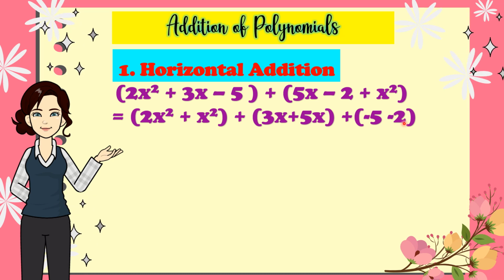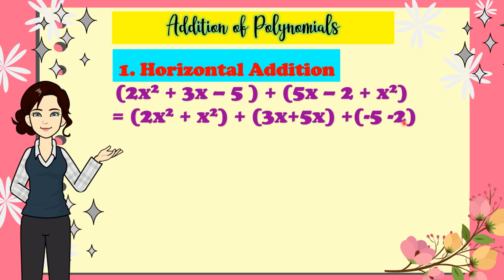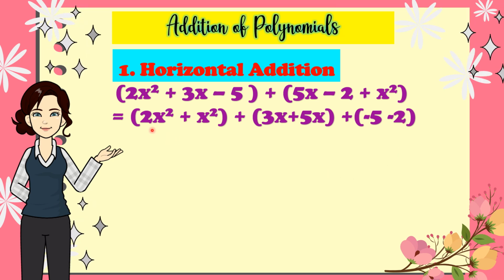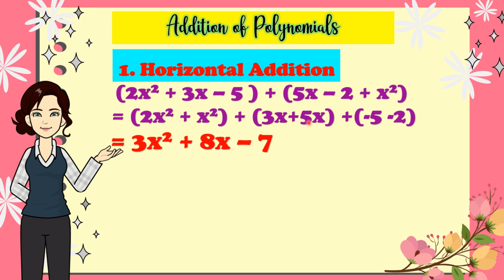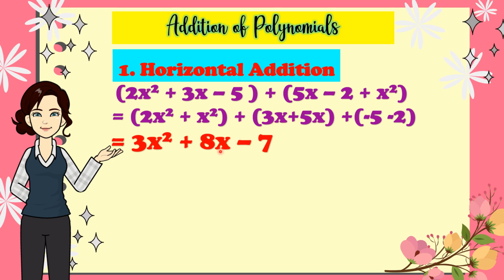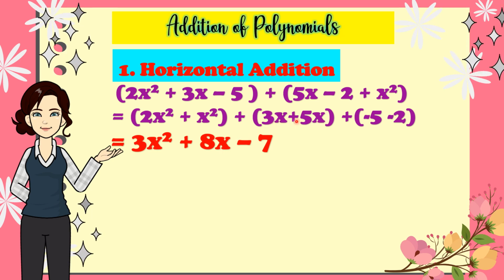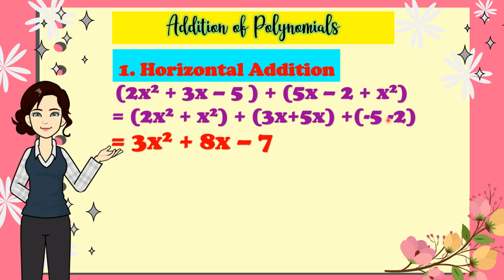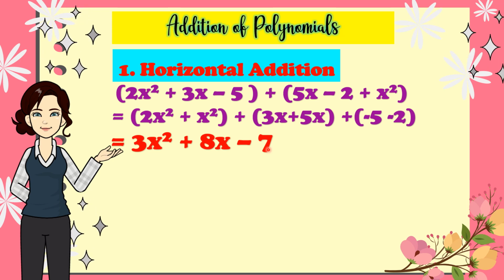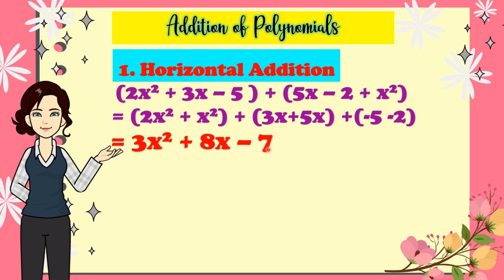And then, the next thing to do is to simplify the given expression. So, unahin natin i-add to. 2x squared plus x squared is equivalent to 3x squared. And then 3x plus 5x is equivalent to 8x. Diba? Pag nagko-combine tayo ng like or similar terms, we only add the numerical coefficient and then copy the literal factor. And then the last is negative 5 plus negative 2. We have negative 7. Okay?